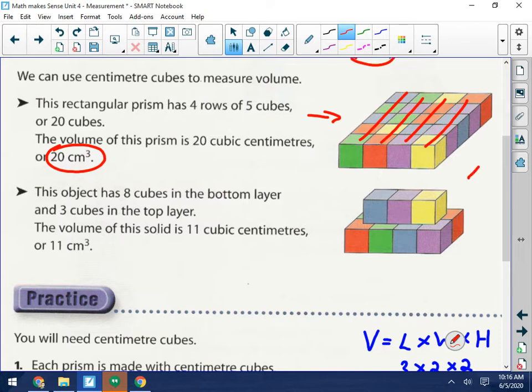This object here has 8 cubes in the bottom layer. Now you can't see them all, but there are 8. There's 4 in that row, and there's 4 in the row behind. That means 8. Then you have 3 on top. So 8 plus 3 is 11. So it's got a volume of 11 cubic centimeters.